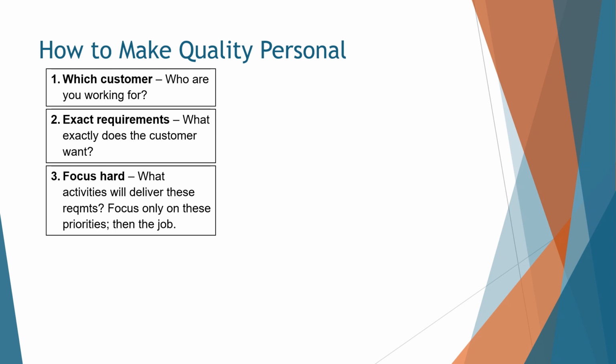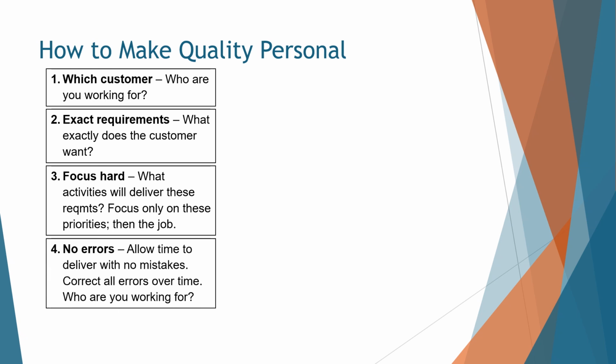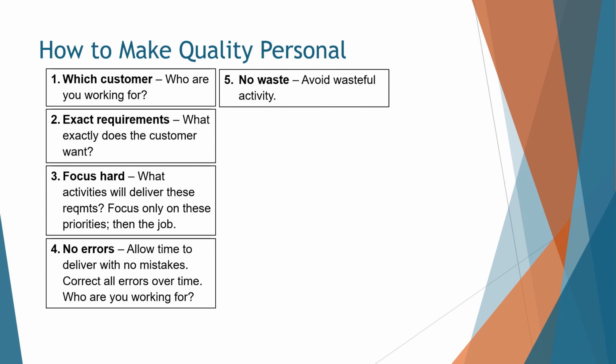Third, focus hard. What activities will deliver these requirements? Focus only on these priorities, then the job. Fourth, no errors. Allow time to deliver with no mistakes. Correct all errors over time. Who are you working for?